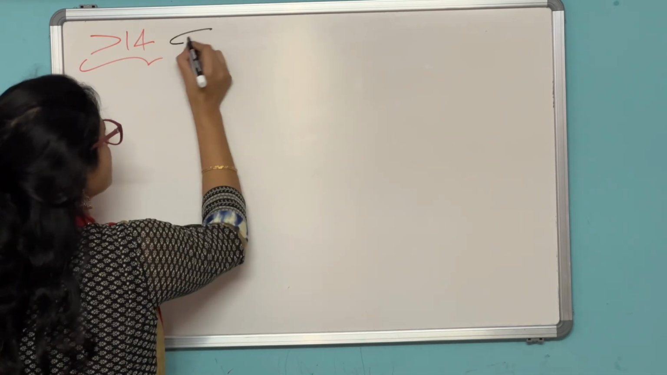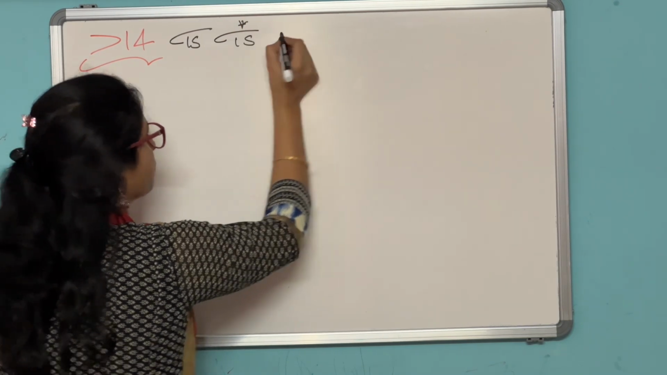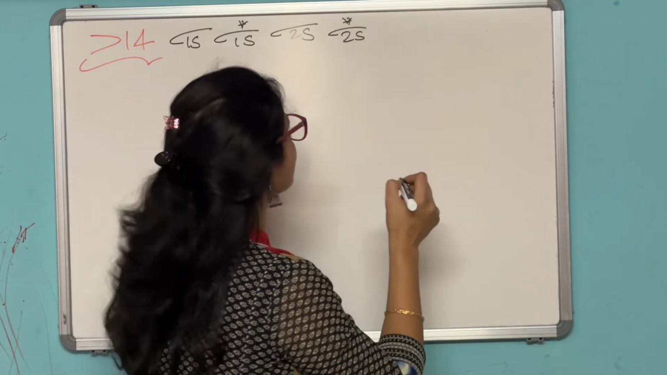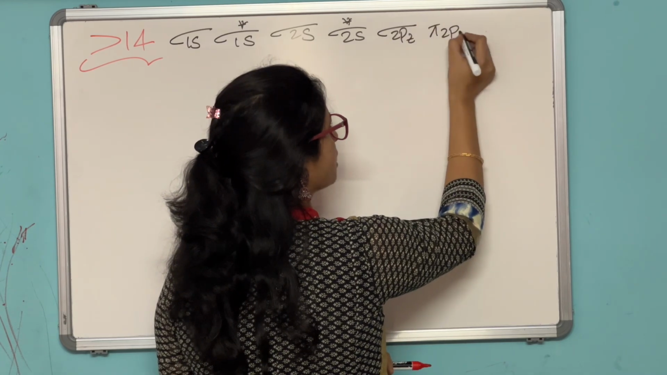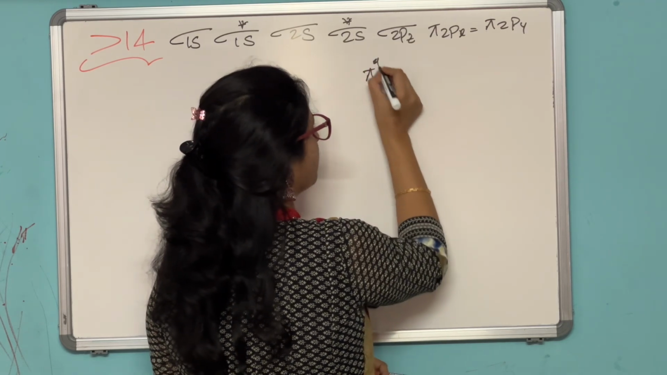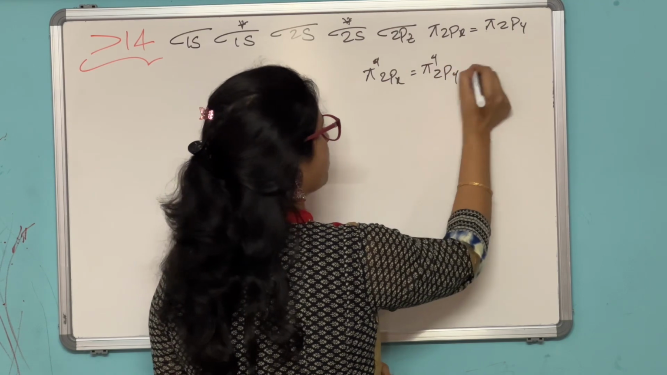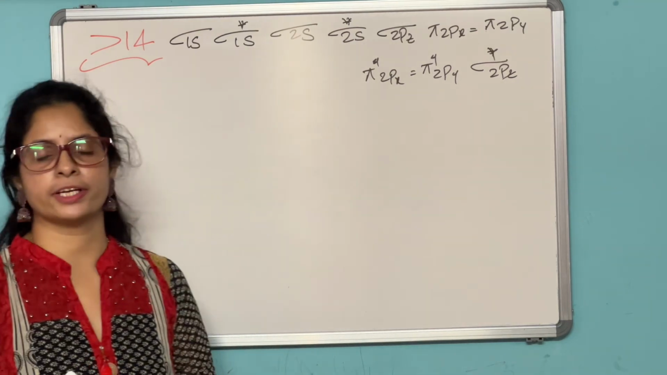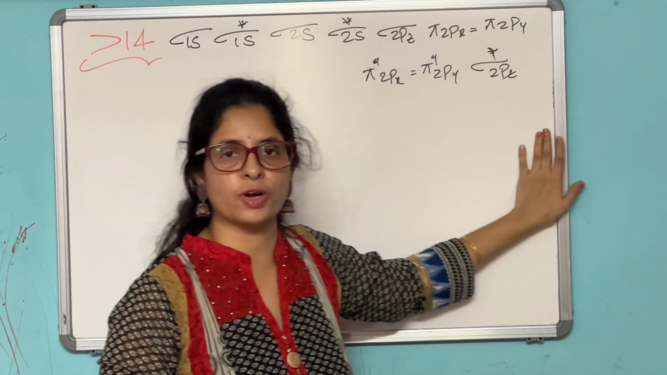That is sigma 1s, sigma star 1s, sigma 2s, sigma star 2s, then sigma 2pz, pi 2px equal to pi 2py, then pi star 2px equal to pi star 2py, and sigma star 2pz. This is the electronic configuration we have to follow.